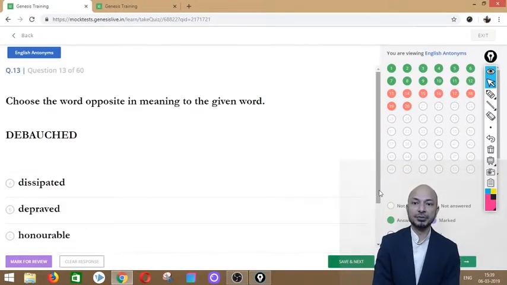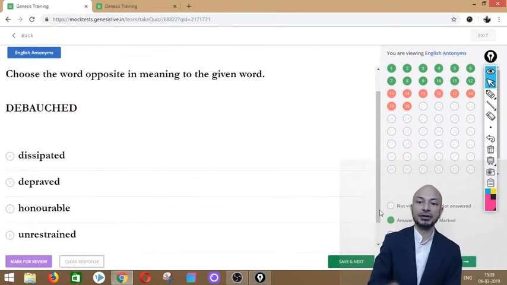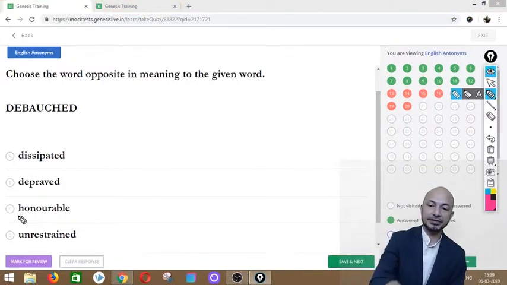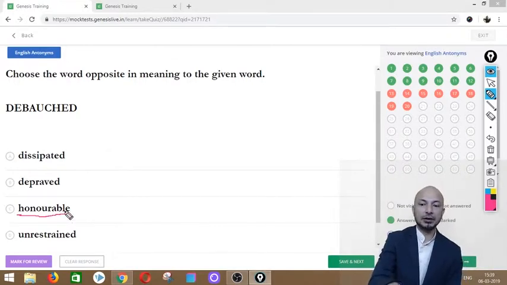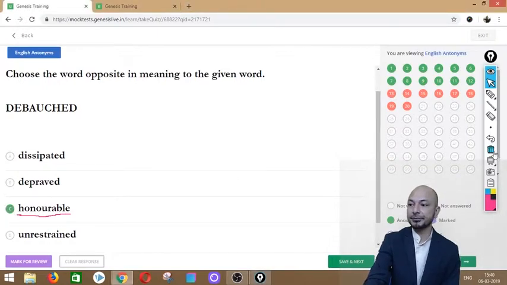So we come to question number 13, and the word is debauched, and the options given are dissipated, depraved, honorable, and unrestrained. And the correct option is going to be option C, which says honorable. Debauched is lacking moral values, something which is very immoral. And honorable is something which has a lot of honor. Anything you do with a lot of honor is honorable. They are exactly opposites, and we click option C.